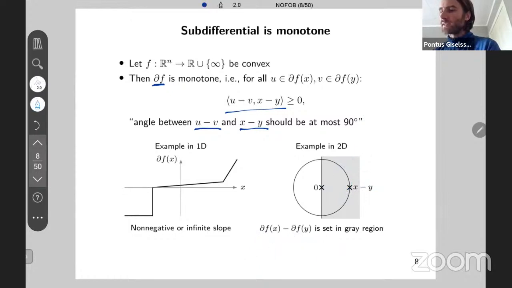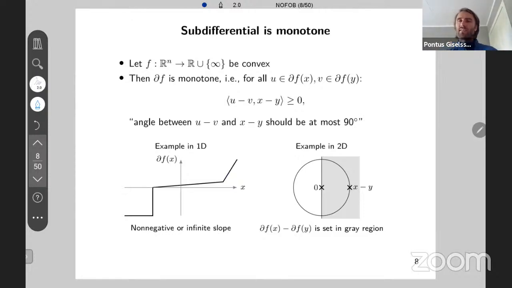And the difference in the one-dimensional case is here that we still have non-negative slopes, but as opposed to the gradient case, we can now have also infinite slopes. So for this point x naught, all of these values are subgradients to that function in R. While if it were a gradient, it's unique, and for those points we have not infinite slope, but still non-negative.